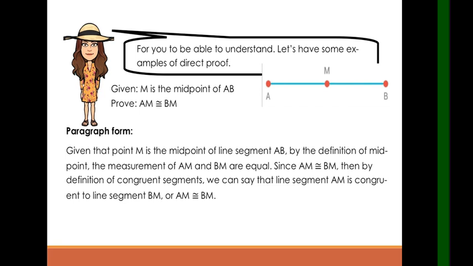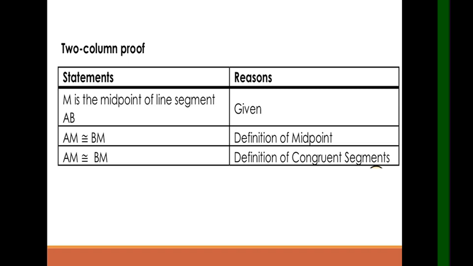So, ganun lang siya kadali kasi there is a definition that tells that midpoint creates two line segments that are equal in size. Now, for the two-column proof, statements and reasons, the given is M is the midpoint of the line segment AB. That's given. AM is equal to BM. That's the definition of midpoint, right? That I told you a while ago. AM is congruent to BM. That's the definition of congruent segments.